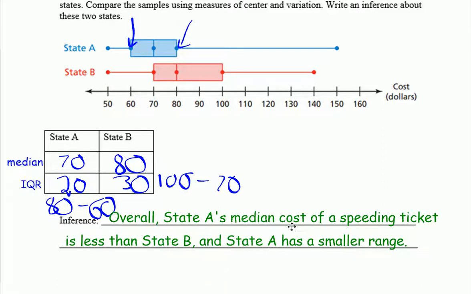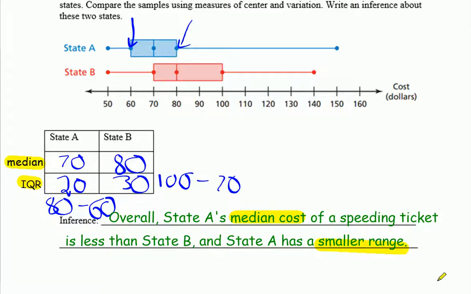So you see how I squished two ideas into one. I took the statement that's talking about the median and I put that in there. And then I also mentioned the range, or the IQR, or the interquartile range. So I mentioned both pieces of information in just one sentence. You can do it. If you need to make two separate sentences, that is okay as well.